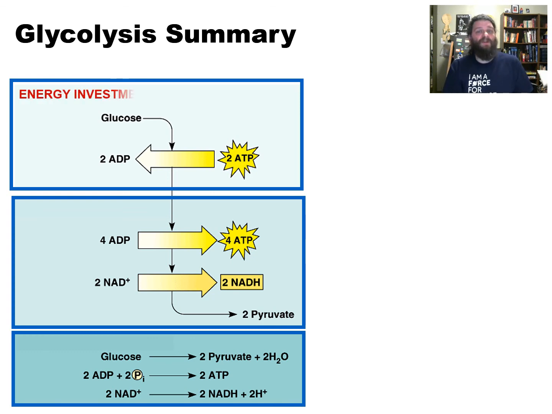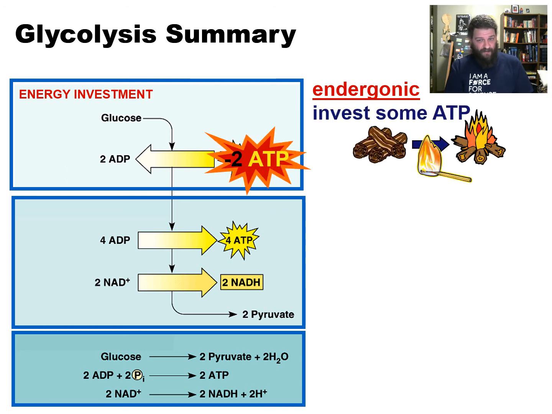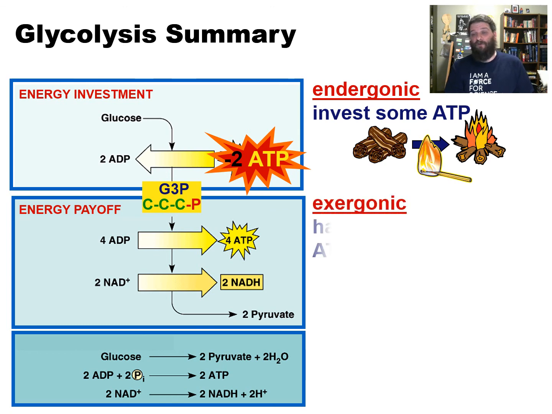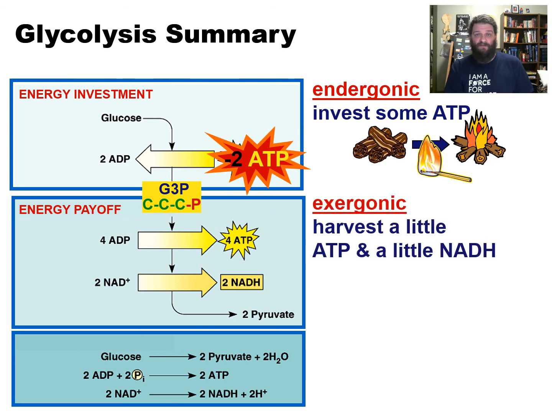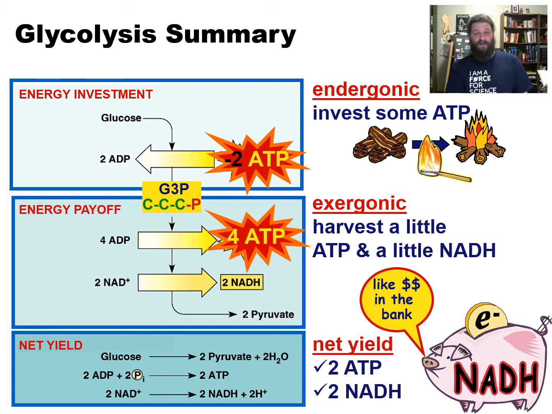To summarize, there is the beginning, which is the energy investment stage, the endergonic stage, where we're going to put in that activation energy to kind of get the fire going. This is going to destabilize the glucose molecule with those phosphate groups and make 2 glyceraldehyde 3-phosphate molecules. From those glyceraldehyde 3-phosphate molecules, we're going to strip off some phosphates for ATP and some electrons for NADH a little later on, put those babies in the bank. But there is a net yield here through the whole process of 2 ATP molecules and 2 NADH molecules.